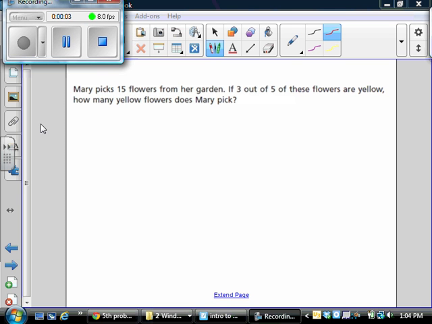If Mary picks 15 flowers from her garden and 3 out of 5 flowers are yellow, how many yellow flowers does Mary pick? So what I did is I put 3 over 5 as a fraction because we're trying to figure out how many flowers over 5 are yellow. So I said it's equal to 15 flowers in total and x as the variable of how many yellow flowers there are. Okay, let me ask you something.